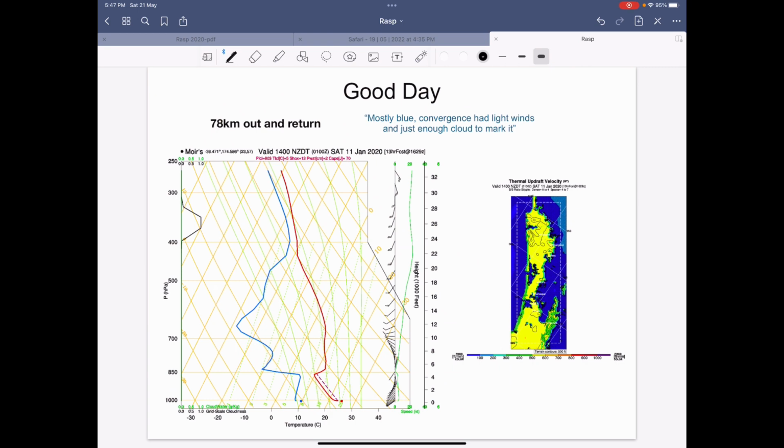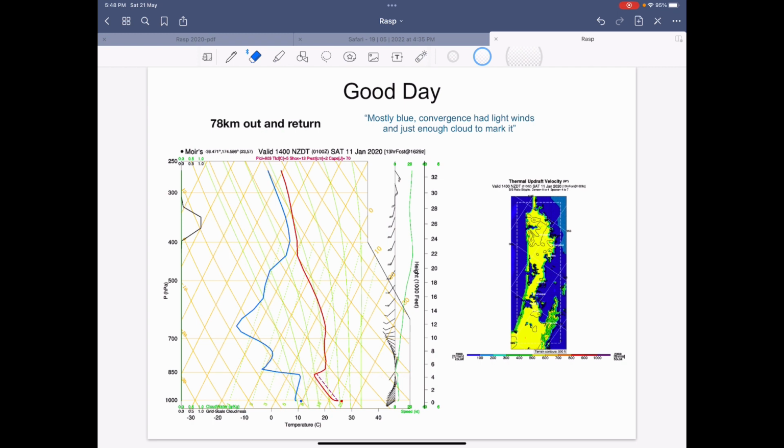So first thing I want to look at again is cloud base, and if you look at the black dotted line you'll notice that it follows the dry adiabatic lapse rate, but it doesn't change direction, and that's because it doesn't condense into cloud, so it's going to be a blue day. So cloud base is at 4,500 feet. You can see there's a bit of distance between the blue line and the red line, which also indicates that it's going to be a blue day.